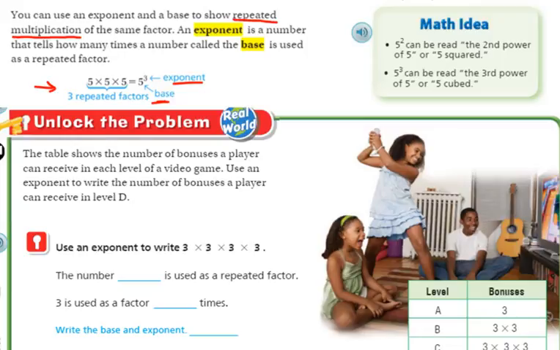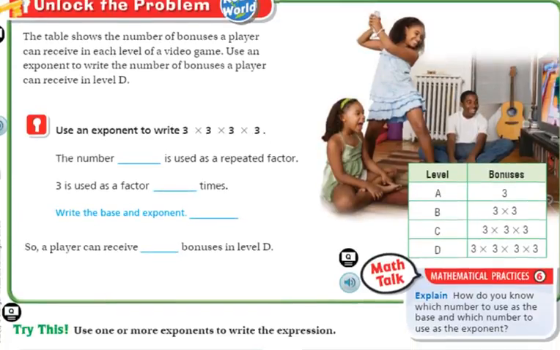All right, let's look at the unlocked problem here. The table shows the number of bonuses a player can receive in each level of a video game. Use an exponent to write the number of bonuses a player can receive in level D. All right, so here's our table. Here's your different levels, and we're going to focus on level D. Use an exponent to write 3 times 3 times 3 times 3.